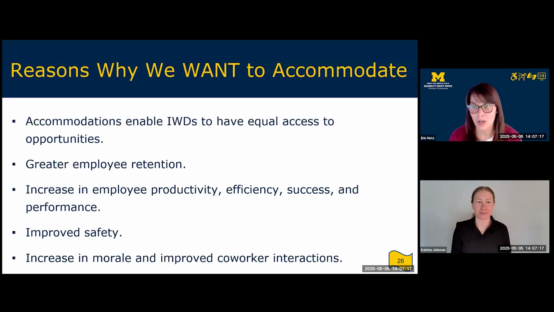So we've spent a lot of time talking about the reasons we're required to accommodate, but now let's take a minute and talk about why you should want to accommodate. Accommodations enable employees with disabilities to have equal access to all opportunities. It results in greater employee retention, productivity, efficiency, and performance. There's improved safety, an increase in morale, and improved coworker interactions.